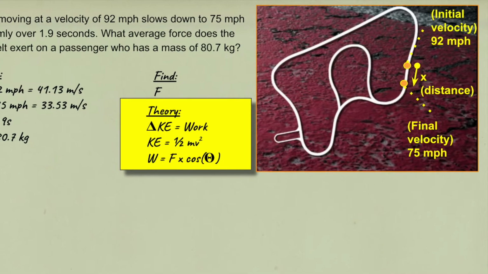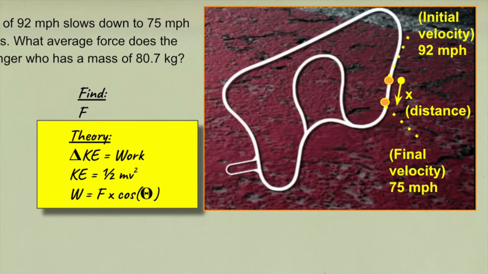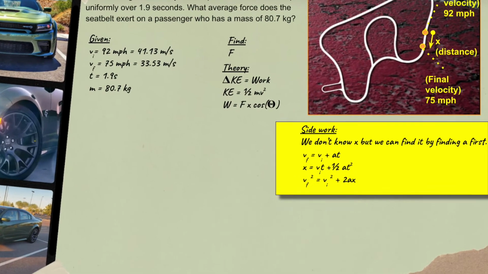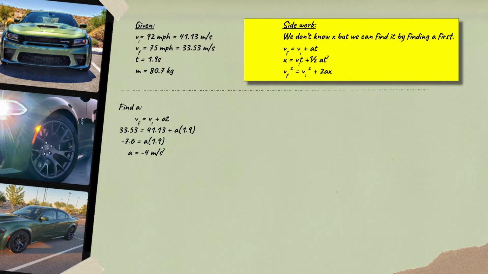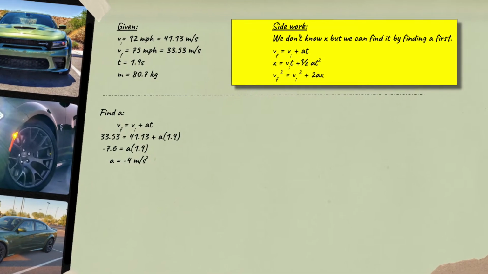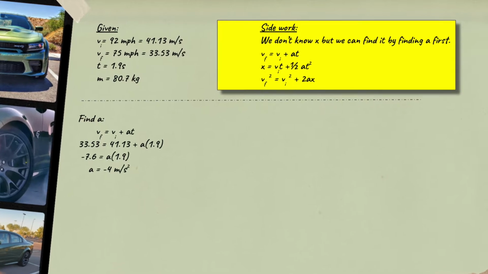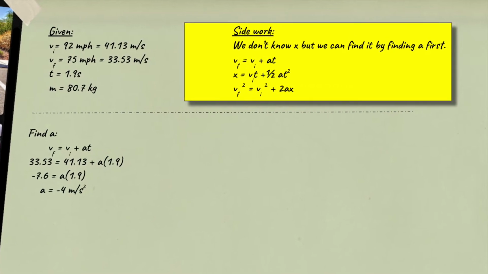So, looking at what we've been given, just what is that distance? Well, we don't know. So we are going to need to do some extra work, no pun intended. We know our initial and final velocities, and we know the time. We could use our motion equations to help us because we can first solve for A and then solve for X. So let's do some work.